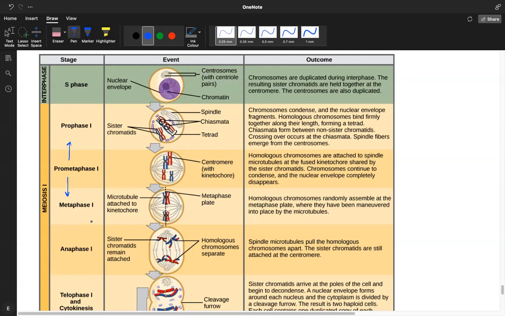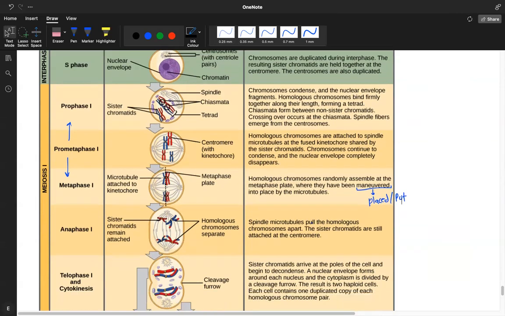And then what happens in metaphase? Homologous chromosomes randomly assemble at the metaphase plate, where they have been maneuvered into place by the microtubules. Yes, this very heavy word, maneuvered, simply means placed or put into place. Okay. Yes, so this is simple.